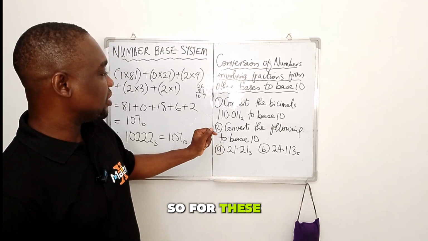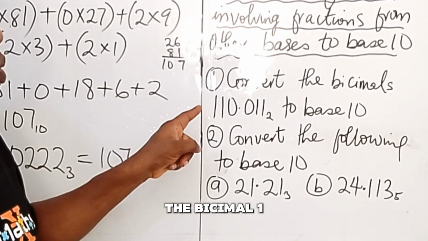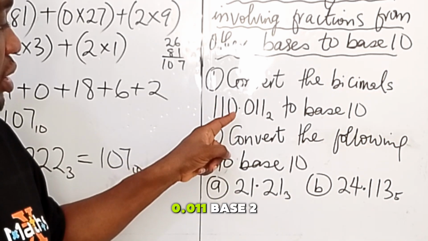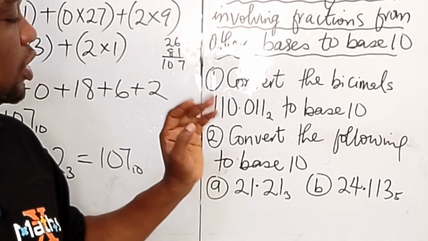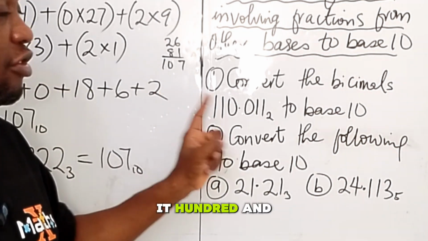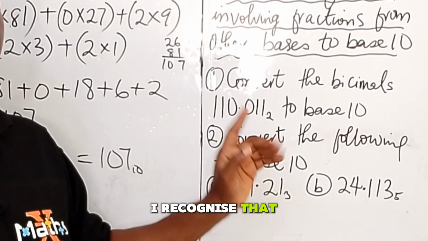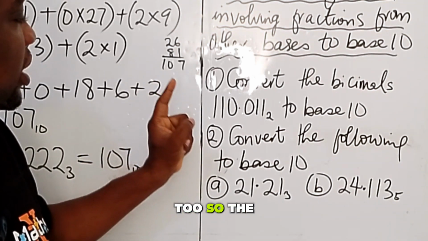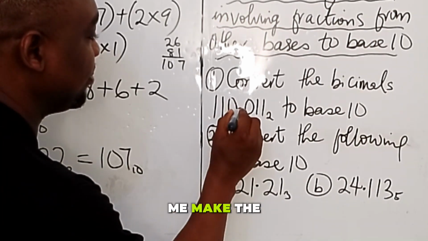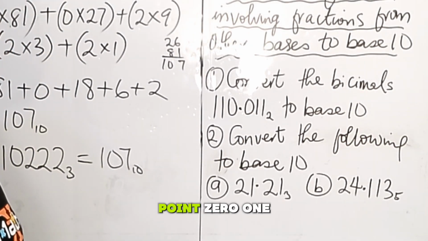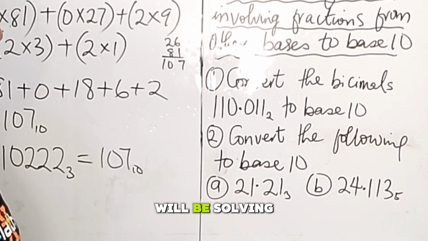So for these fractions, the first one is saying convert the bicimal 110.011 base 2 to base 10. Notice the way I'm calling it. I didn't call it 110. No, because this is a base 2. I recognize that, and you should too. So the number is 110 point. Let me make the point more glaring. 0.011 base 2 to base 10. That's the first one we will be solving.